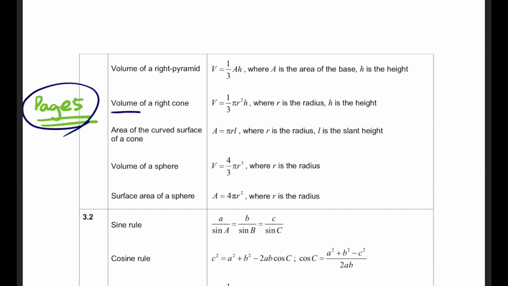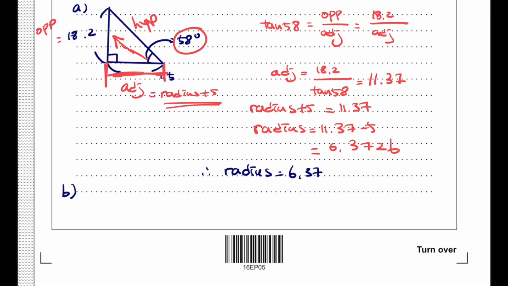It says the volume of the right cone. And the formula that we're going to use is V equals 1/3 pi r squared times h. Okay, then using this formula, V equals 1/3 pi r squared times h.